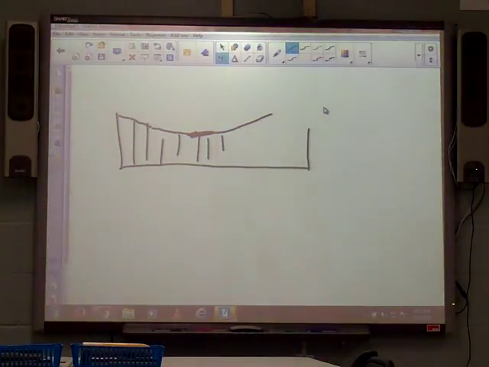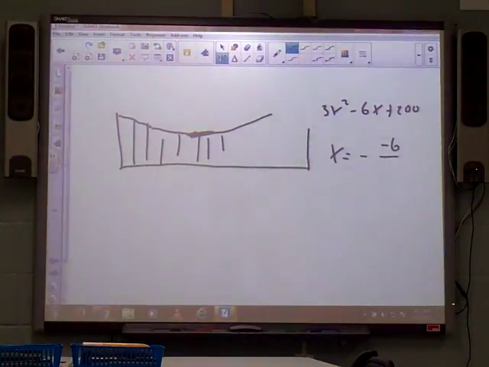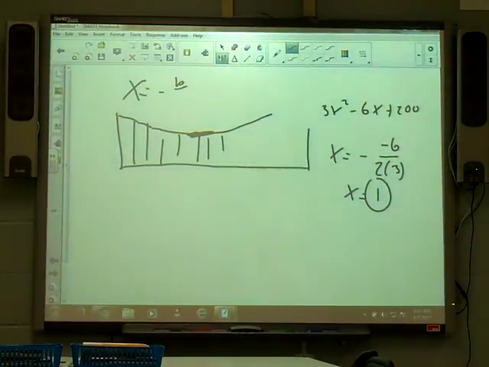So they give us 3x squared minus 6x plus 200. So I'm going to do x equals negative b over 2a. So that's 2 times 3 is 6. Negative by negative is positive, so I get x equals 1. Let me write that again for you. X equals negative b over 2a.